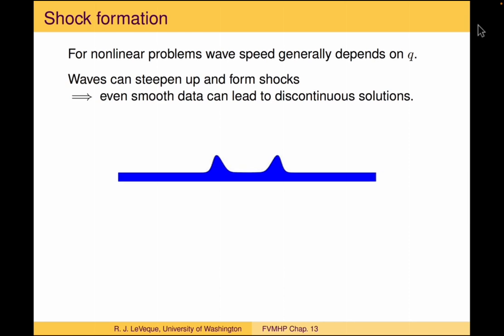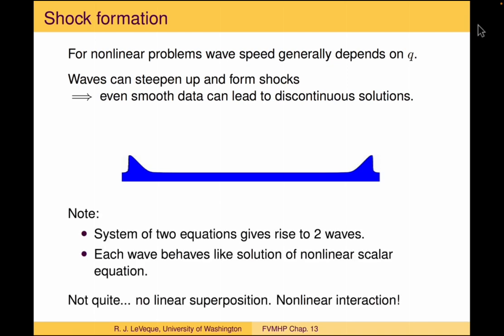And so as this starts to propagate out, at first it looks fairly smooth, but then as time evolves, it sharpens up into a shock wave. Each of these two waves that are moving out sharpens into a shock wave on the leading edge, with a smoother rarefaction wave following behind. So in the case of a system of two equations, like the shallow water equations, you typically have two waves, and each one of them can give rise to shock waves or rarefaction waves.